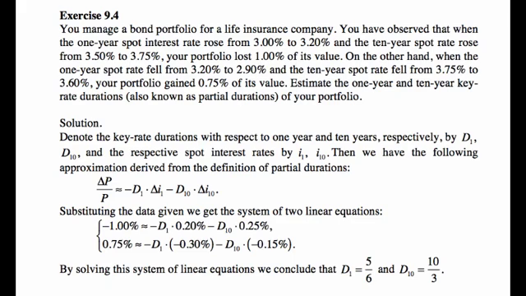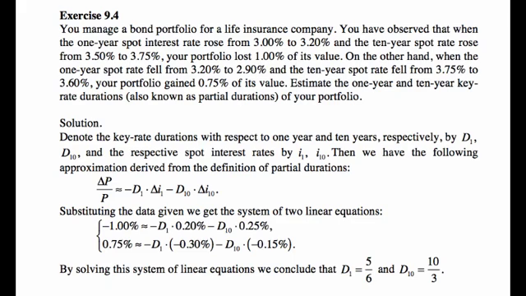So you manage a bond portfolio for a life insurance company. You have observed that when the 1-year spot interest rate rose from 3% to 3.20% and the 10-year spot rate rose from 3.50% to 3.75%, notice that both of them go up, but not by the same amount, which is really the way most of the time things work in the bond market, your portfolio lost 1% of its value. Lost value because rates went up. On the other hand, when the 1-year spot rate fell from 3.20% to 2.90% and the 10-year rate fell from 3.75% to 3.60%, your portfolio gained 0.75% of its value. You made money because rates went down.